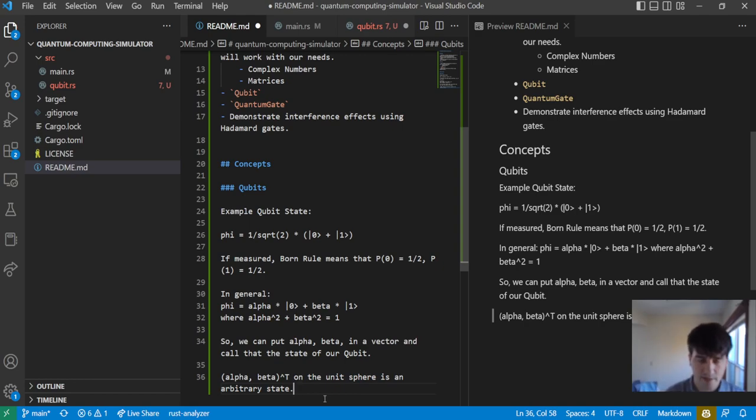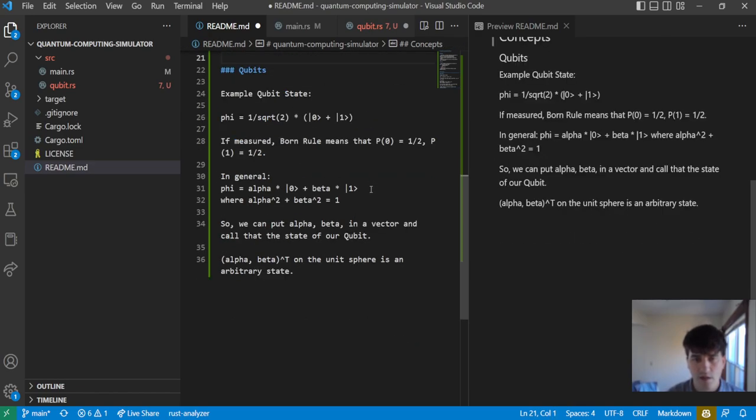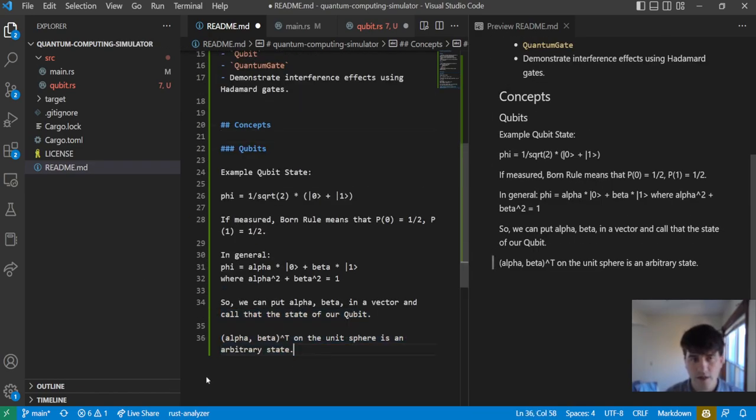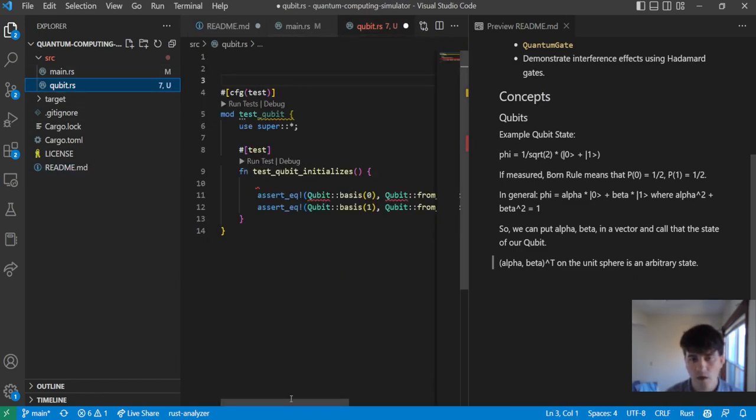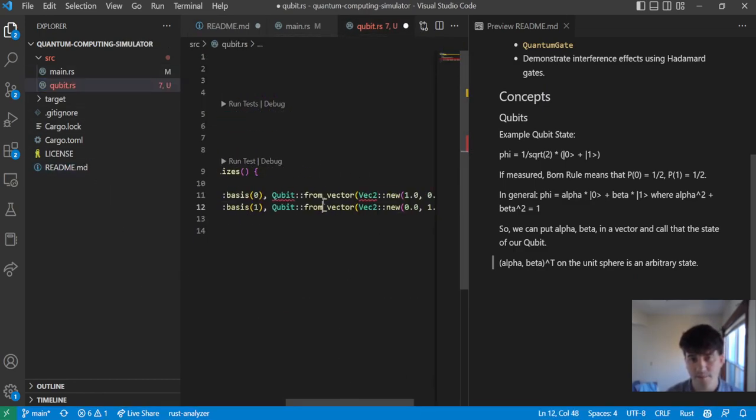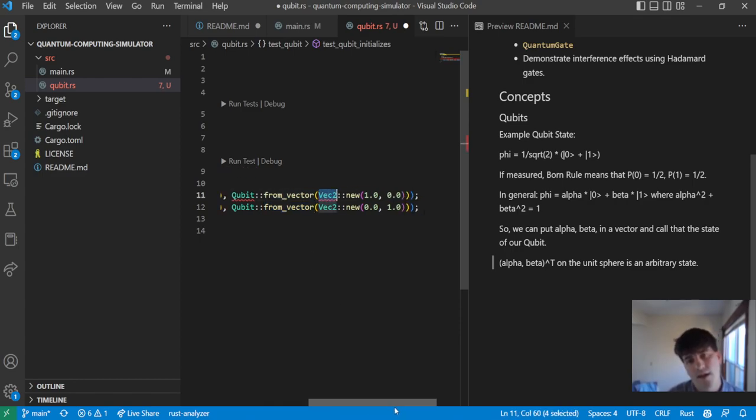We want to have a column vector. That's what transpose means. I'm taking this row vector because I can't do column vectors easily here, and transposing it makes it become a column vector. So we want to model our qubits this way. We want to be able to instantiate them from two-dimensional vectors. And already there's an interesting question here.